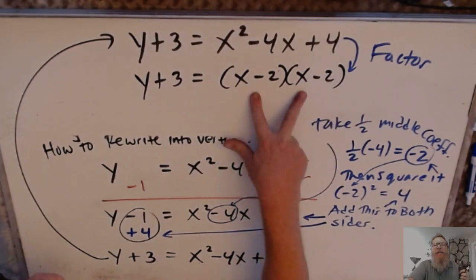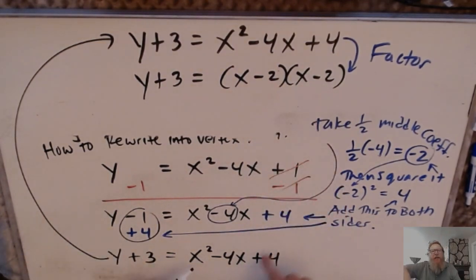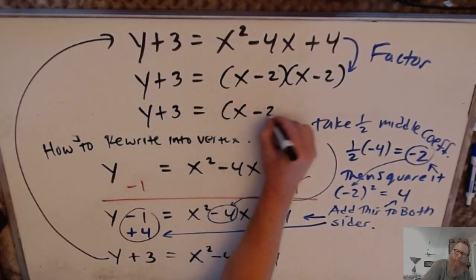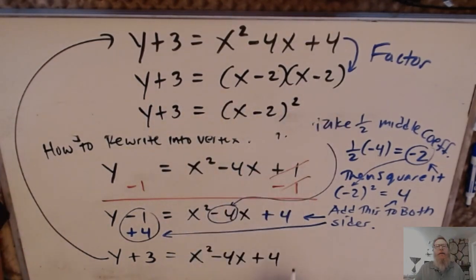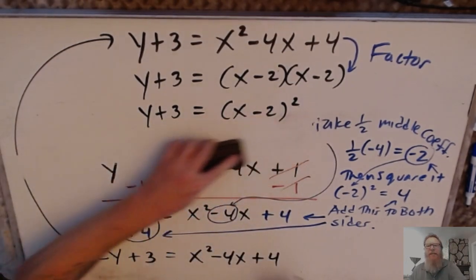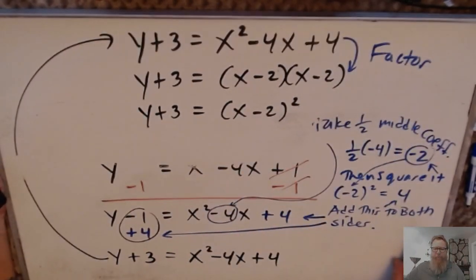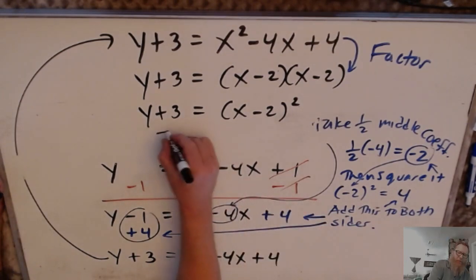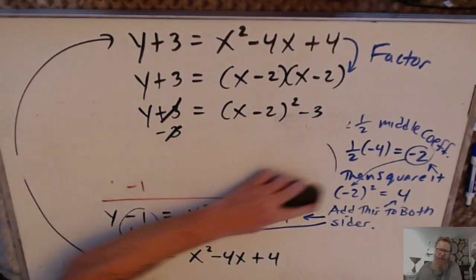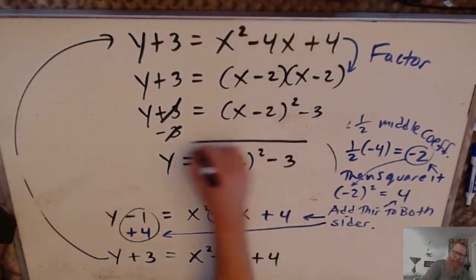If this factoring is not perfect, two copies of the same factor, then go back to here and check your math. You might have done something wrong. It's always going to be a perfect square. This process is called completing the square, so you always end up with a perfect square. Finally, you're going to subtract 3 from both sides, and you are done. There you go.